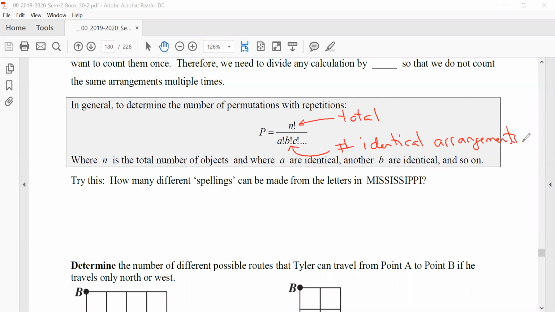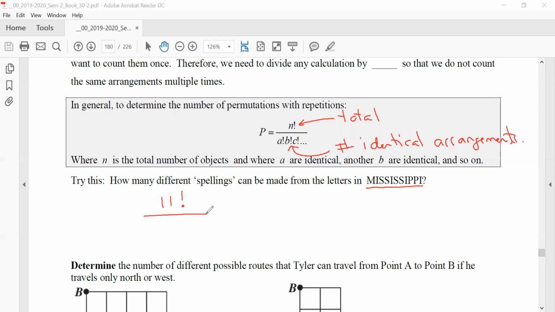Great. Okay, so if we wanted to use Mississippi, oh, what a pain in the butt. Look at that. Okay, first thing I need to know is just how many letters there are in this crazy word. 1, 2, 3, 4, 5, 6, 7, 8, 9, 10, 11. Okay, there's 11 factorial then for my numerator.